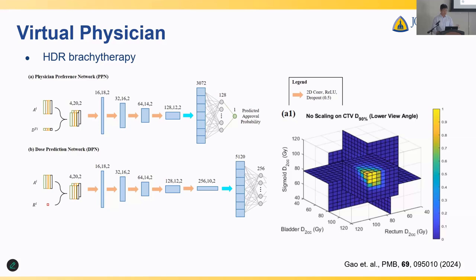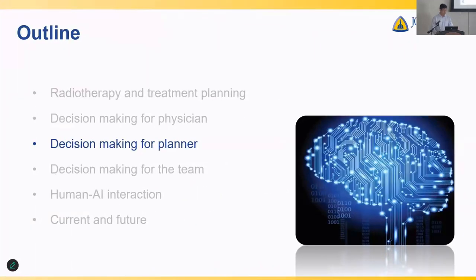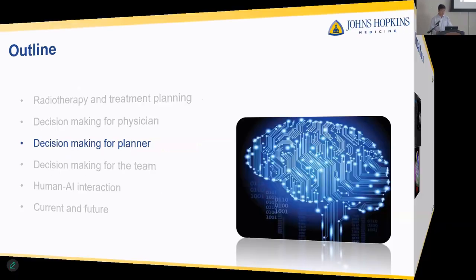So that's the first side of the story, about what we did to mimic the physician in deciding whether the plan is good or not. And we can imagine this information can be used to guide treatment planning. The second aspect is to make a decision as a treatment planner in terms of operating the treatment planning system to come up with a plan.